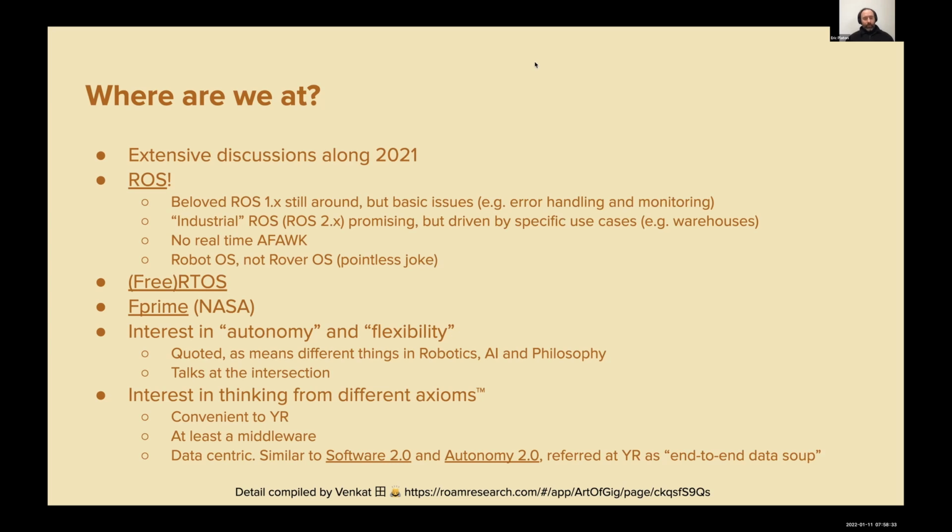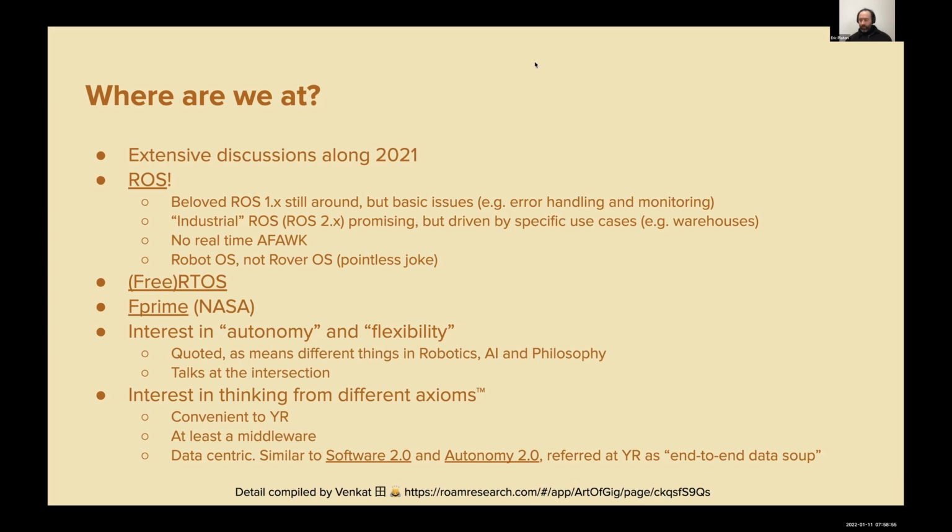Another aspect is that we've talked about what an operating system could be, but really from scratch. Something pretty interesting, and for that I will point to the presentation and notes from Venkatesh from last year, linked at the bottom of this slide, is that it sees an operating system in a very different light.